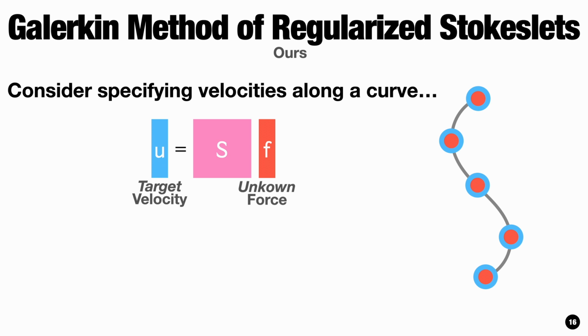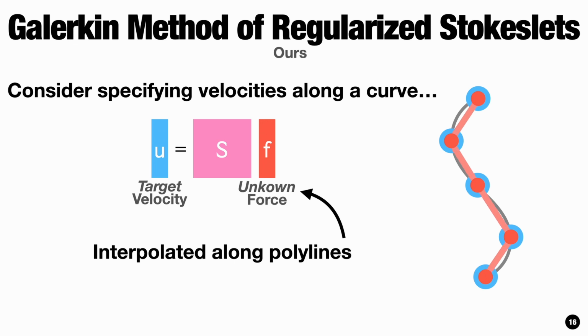Our Galerkin method of regularized Stokeslets aims to solve this problem by employing the Galerkin formulation. We still discretize the control curves as polylines and store information at their vertices, but we interpolate the forces along the polylines so the forces are more smoothly distributed along the control curves. Moreover, we also interpolate the target velocities along the control curves so the velocity would match the desired ones on average along control curves, rather than at discrete points.